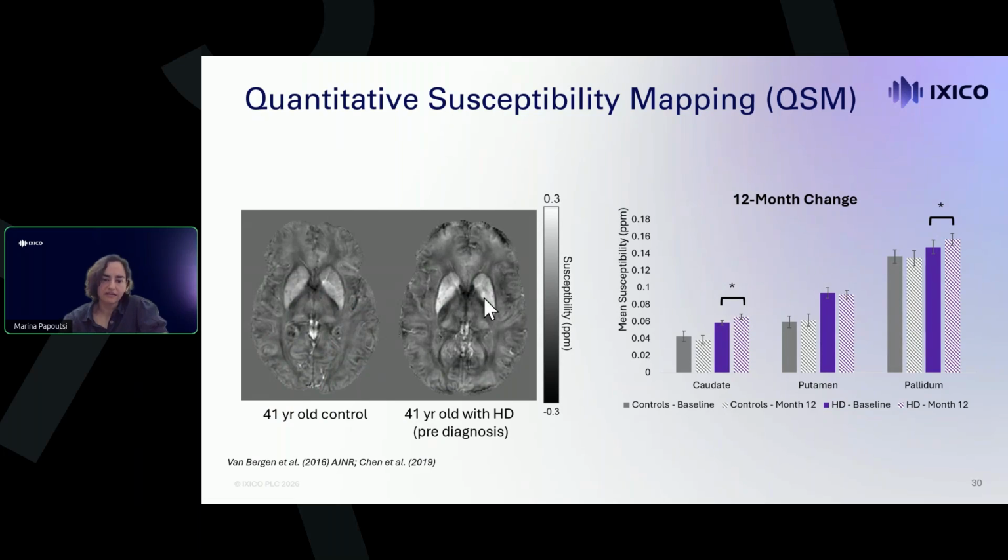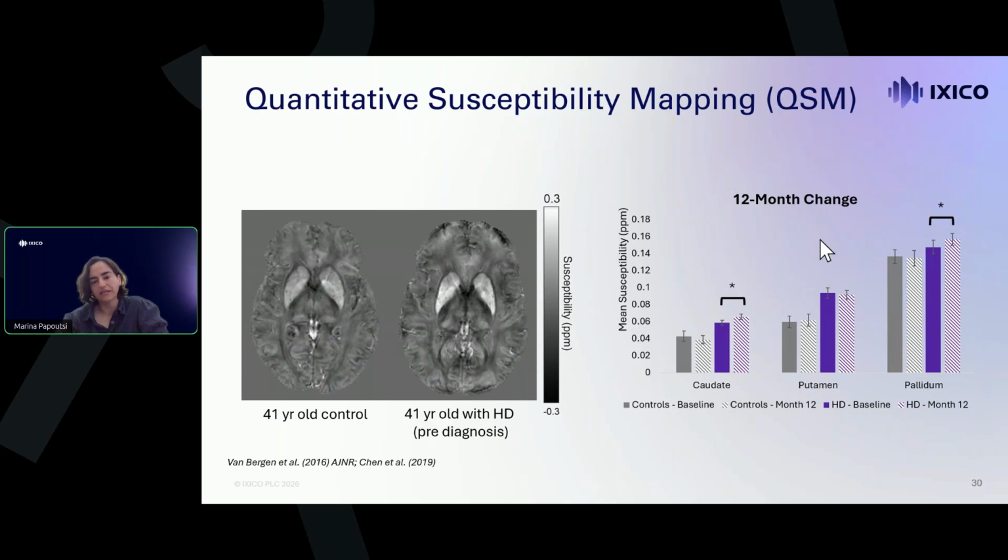You can see in this paper by Van Bergen et al. that you can look at changes over time in the caudate, putamen, and also in the pallidum. Particularly if you're interested in areas like the pallidum, QSM is a really nice method to use. Basically, the QSM signal is a proxy for iron concentration.